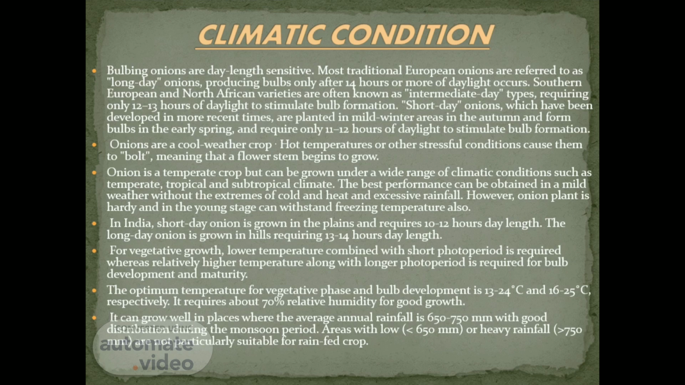The optimum temperature for vegetative phase and bulb development is 13 to 24 degrees Celsius and 16 to 25 degrees Celsius respectively. It requires about 70% relative humidity for good growth. It can grow well in places where the average annual rainfall is 650 to 750 mm with good distribution during the monsoon season. Areas with low or heavy rainfall are not particularly suitable for rain-fed crop.